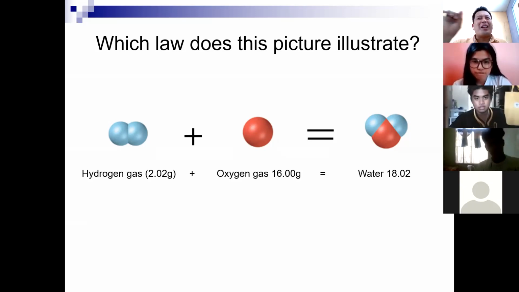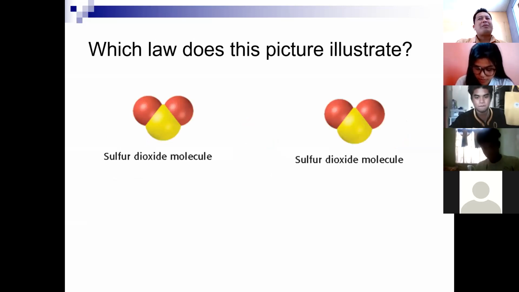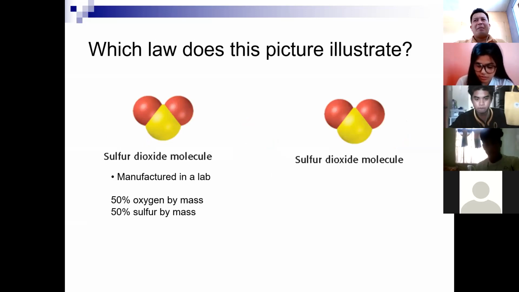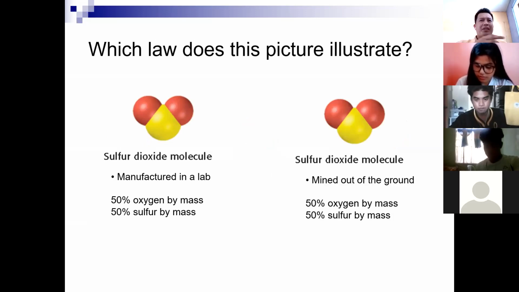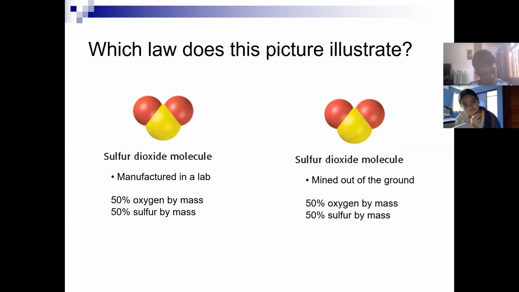So this is between the law of multiple proportions and the law of conservation of mass. Last again, this picture. So we have here percent by mass of both. One is cultured in a lab, the other one is naturally mined. If you were able to read this in the module, you can answer this one already. So far, none of you has answered correctly. Let me ask another person to answer. What law is this one?